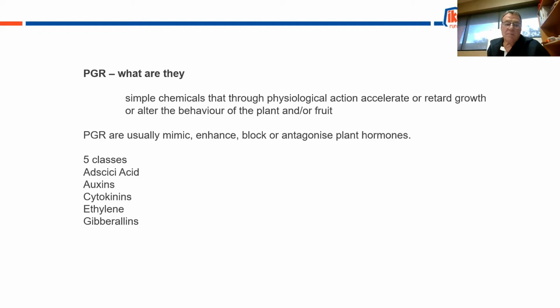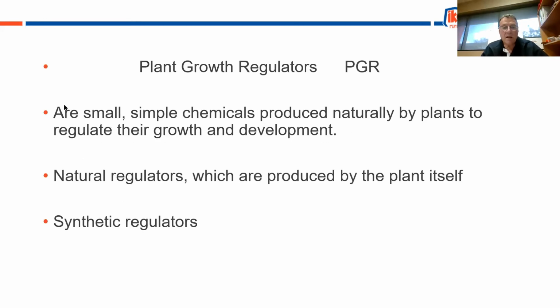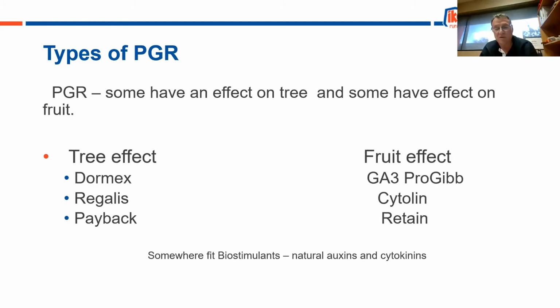Here we go. So plant growth regulators, what are they? They're really simple chemicals. They accelerate or retard the growth of the plant and/or the fruit. So there are basically 5 classes of them. Mainly we deal with the cytokinins and the gibberellins. They're probably the 2 main classes that we deal with. A lot of these PGRs are produced naturally in the plant, so we're mimicking the hormones that the plant produces. And at other times we block the hormone the plant's producing.